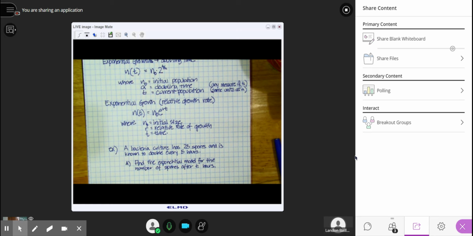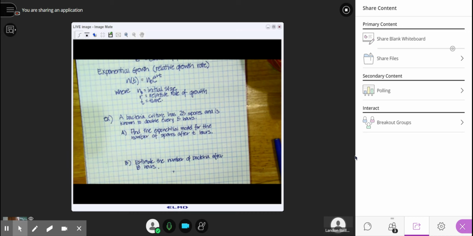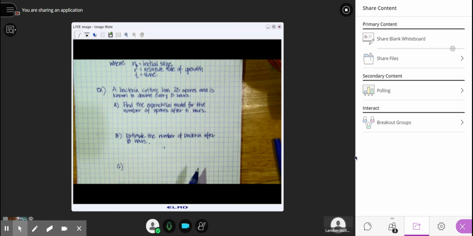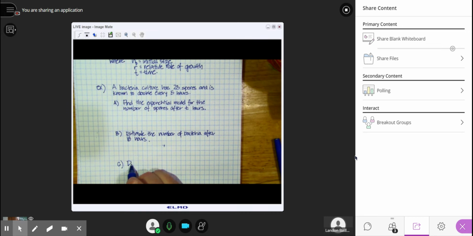And then we're going to use that formula to calculate, or determine, how long it takes to reach 1 million spores. Okay.